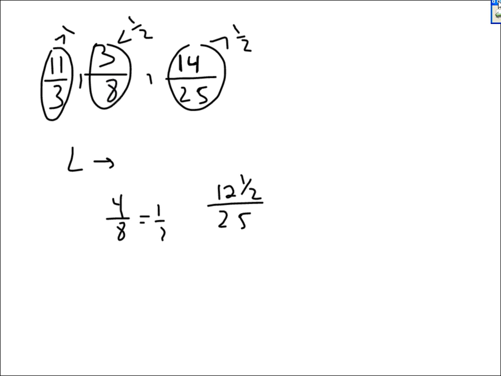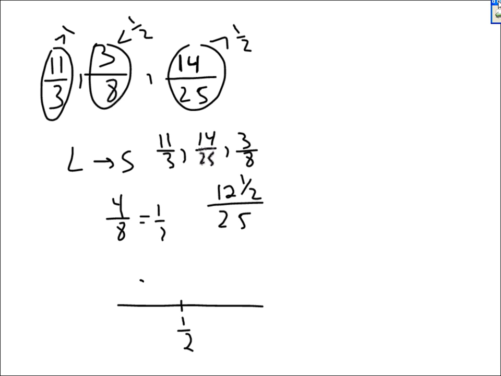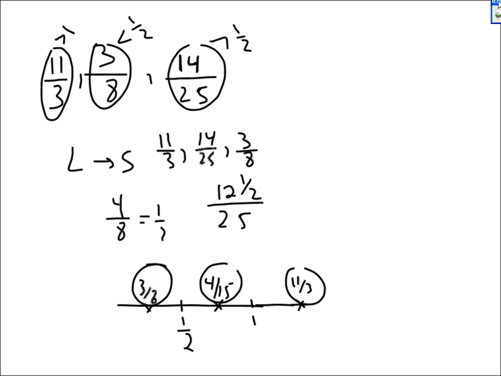So if I say go from largest to smallest, well, the largest number is a number that's bigger than 1. The next number is bigger than a half, but less than 1. And the next number is smaller than a half. Here's a half. You have 3 over 8 to the left of a half, and here's 1. And you have 14 over 25 being more than a half, but less than 1. And then you have 11 over 3, which is actually bigger than 3. Well, that's the largest, that's the middle, and that's the smallest.